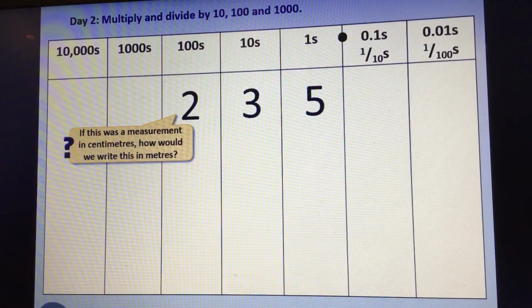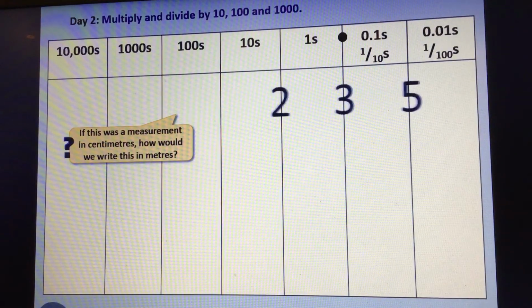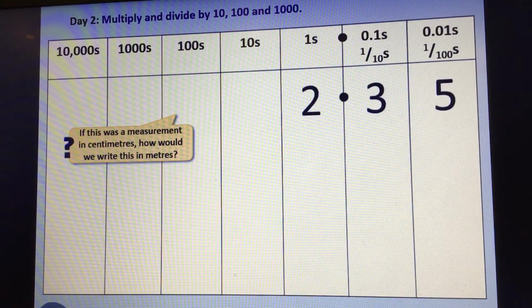We've got here the number 235. Now, if this was in centimetres, how would we write this in metres? You all know, don't you, that there are 100 centimetres in 1 metre. So we would need to write it like so. Notice how the digits 2, 3 and 5 move 2 places to the right. We know they move 2 places to the right because we are dividing by 100. There are 2 zeros in 100, so we move it 2 places to the right when we are dividing.